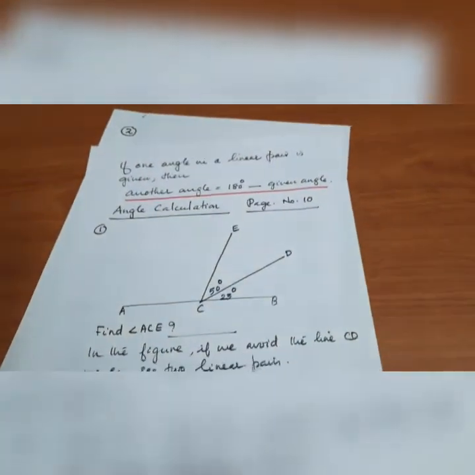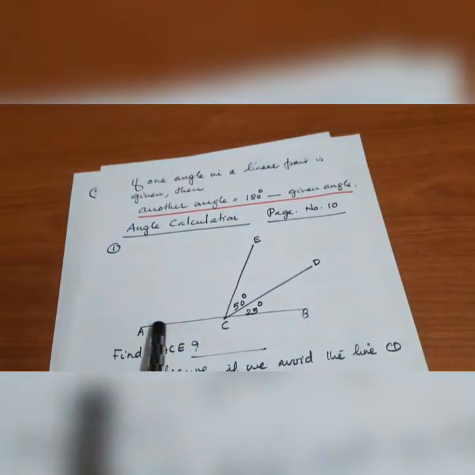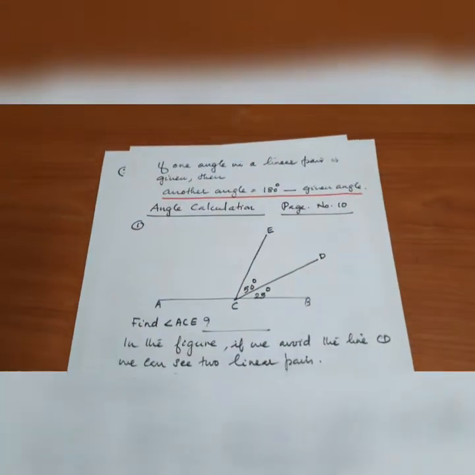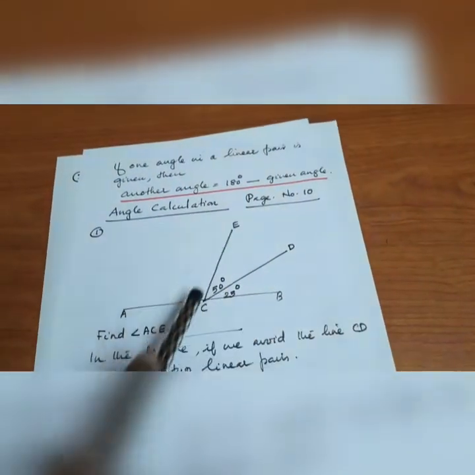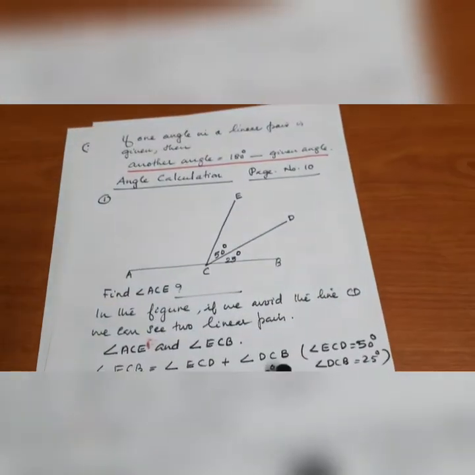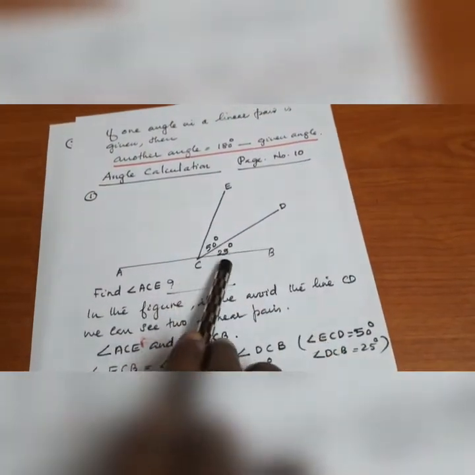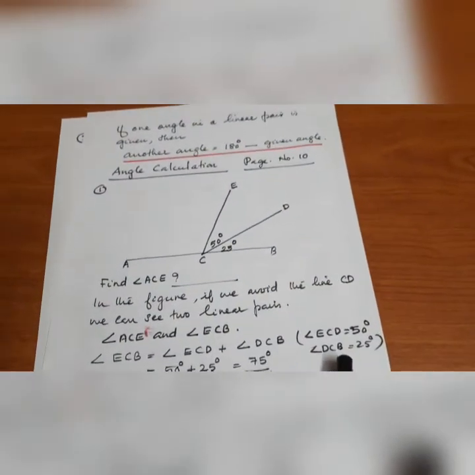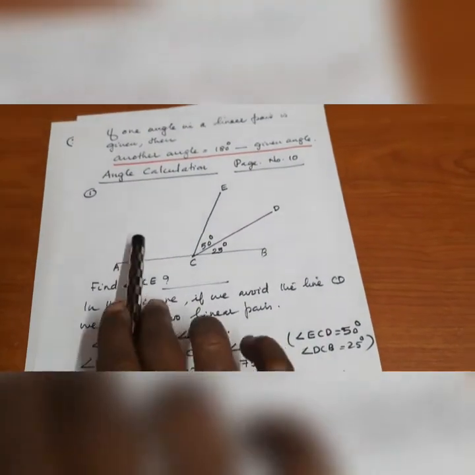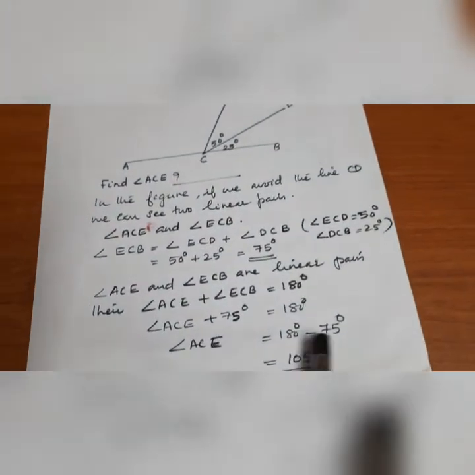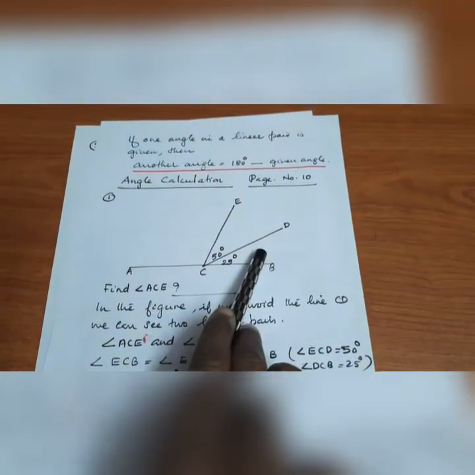Okay, then you have to find out the angle ACE. The other angle in the linear pair is angle CEB. What is the measurement of angle CEB? It is the sum of these two angles, that is 50 plus 25, 75 degrees. Therefore, one of the angles of a linear pair is 75 degrees. The other angle is 180 minus 75, that is 105.